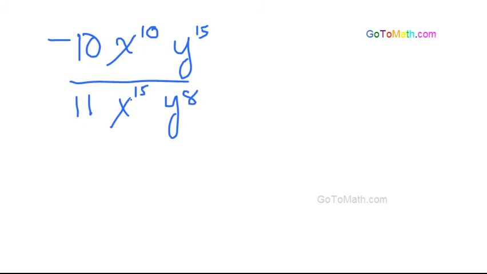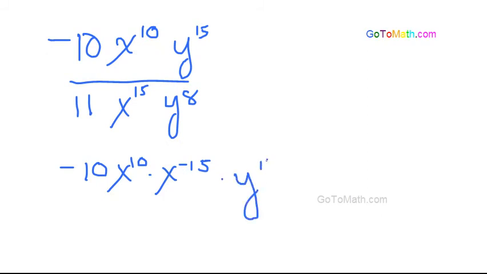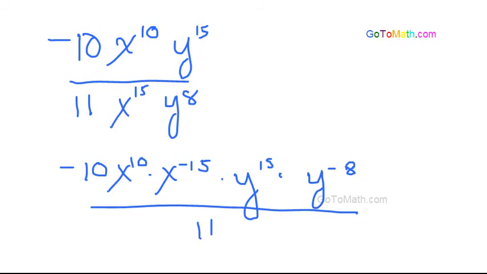But what we can do is take this x and this y up to the numerator. They're going to have a little meeting up here. And remember, when we take it up to the numerator, the sign changes. Y to the 15th times y to the negative 8. Now we're going to keep this 11 down here.